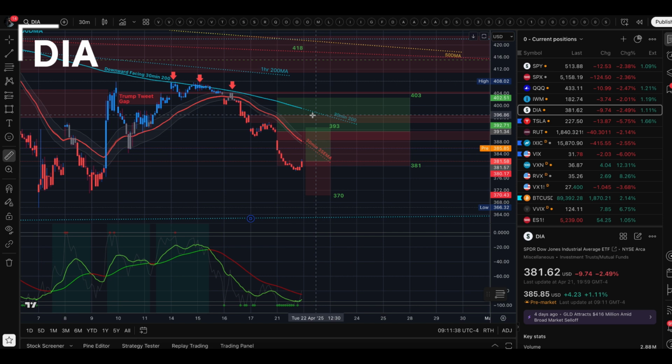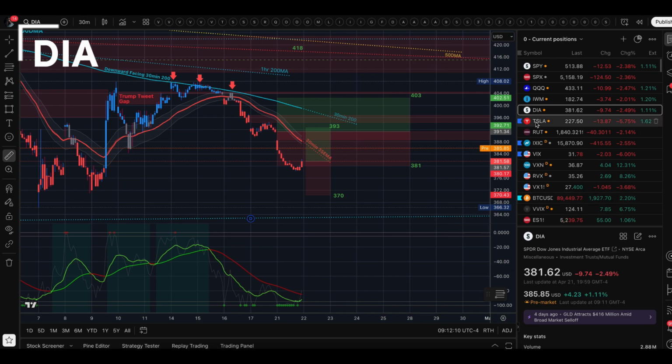Above that, the down gap from last Thursday. Top of that gap is at 397. Above that, the downward facing 30-minute 200 moving average, which is still facing down and still a resistance right now.